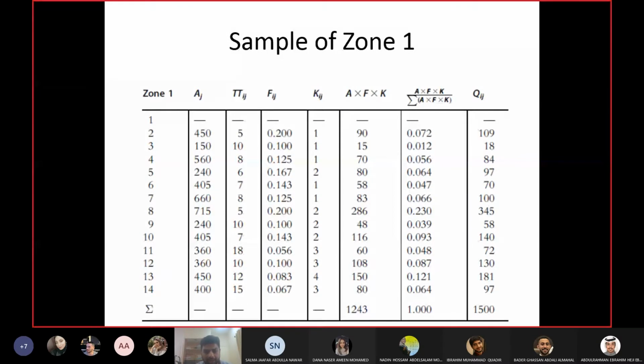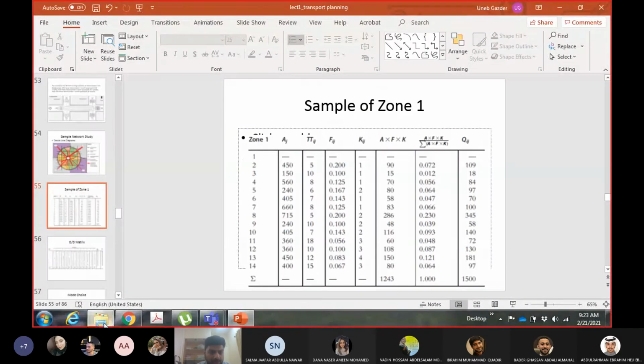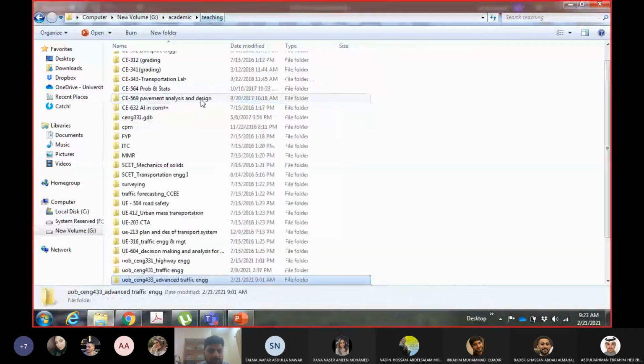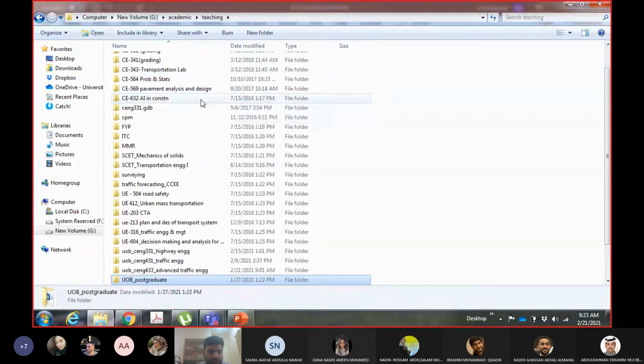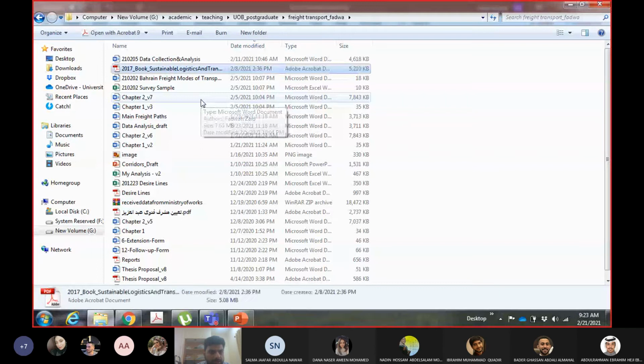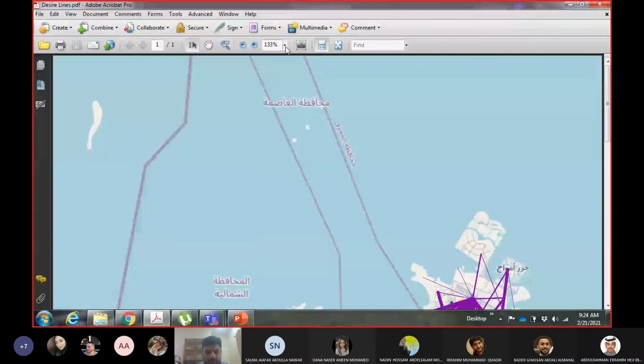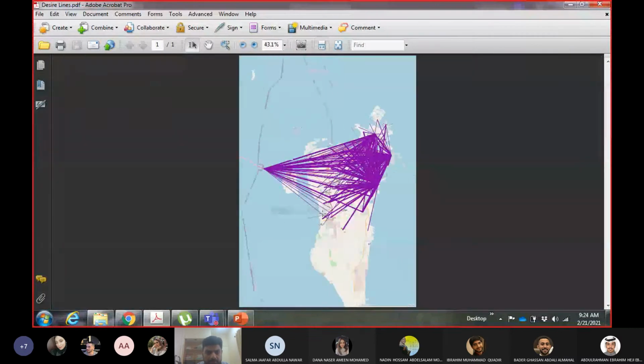I think I have an example for a desire line diagram. Let me show it to you. Okay, I have an example from my master's student for a desire line diagram. Okay, again now you can see it's very congested, because all the zones are connected.